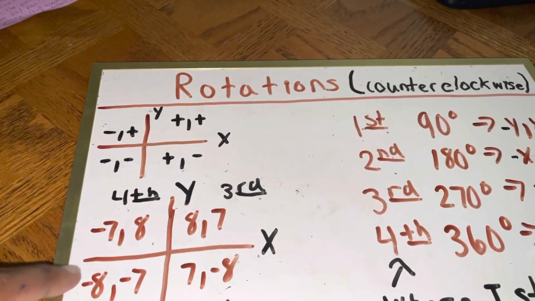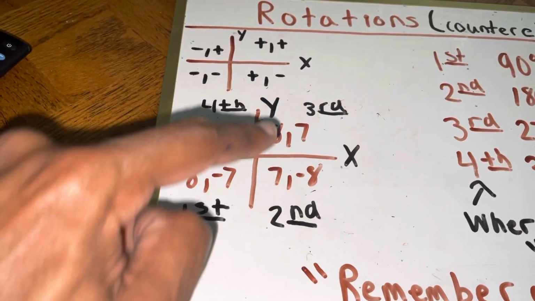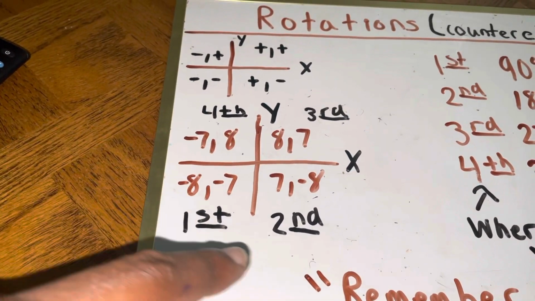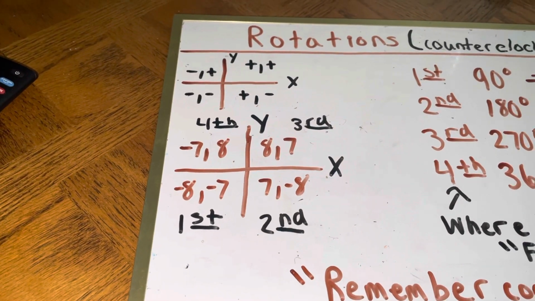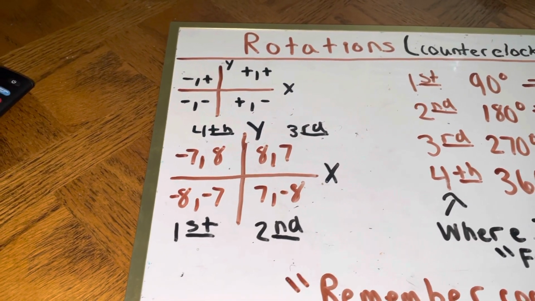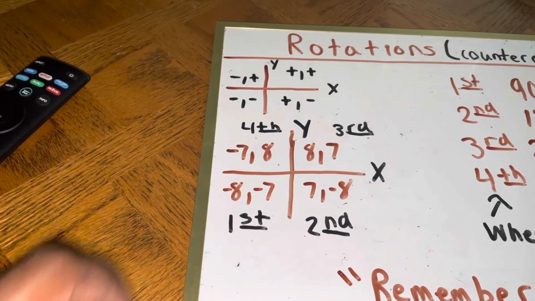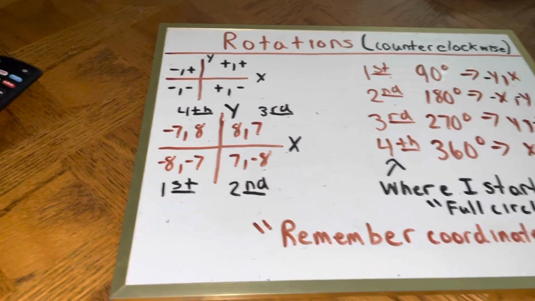So once you hit that turn right here, it's like you're going backwards. You're right here at 8, 7. And then once you hit that turn, you're back where you started at, -7, 8.